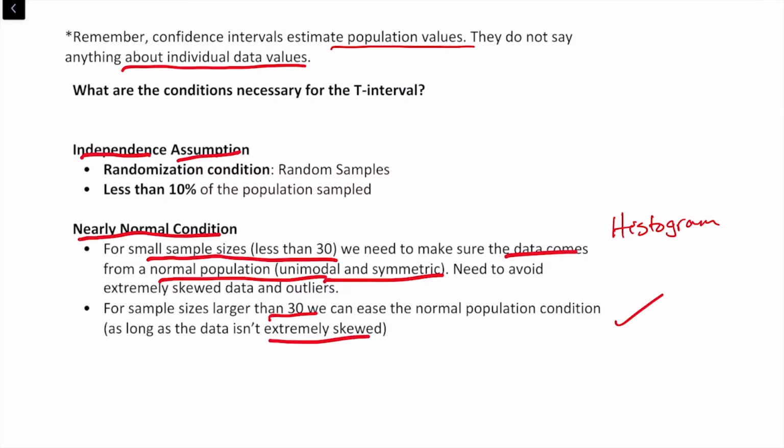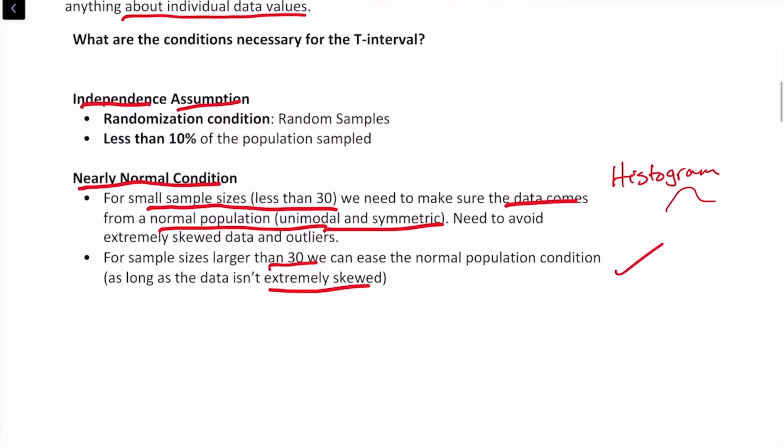So those are the conditions. The independence assumption comes from randomization and less than 10% of the population being sampled, and then we have to be nearly normal. So if our sample size is less than 30, let's check the histogram and see if the histogram is unimodal and symmetric, a bell-shaped curve. And if our sample size is larger than 30, we're good to go. I hope that's clear. Those are the conditions necessary for a t interval.